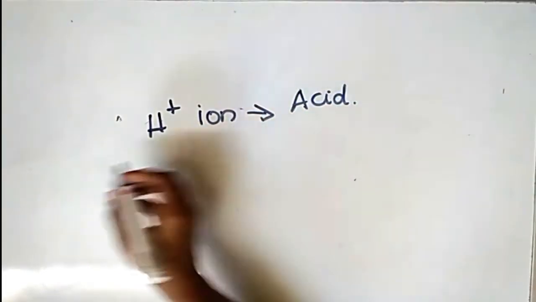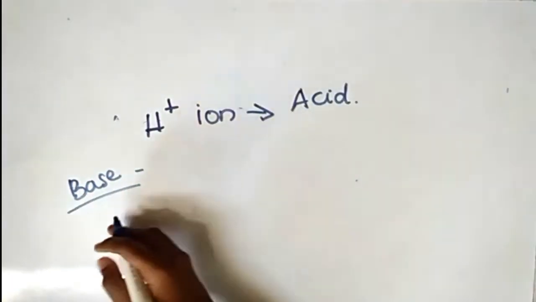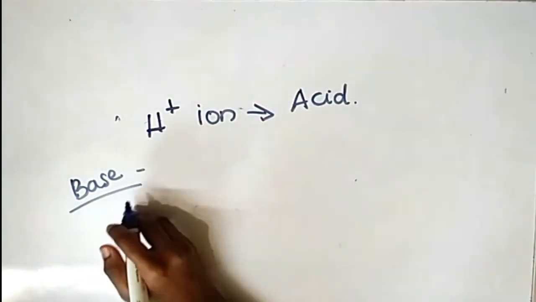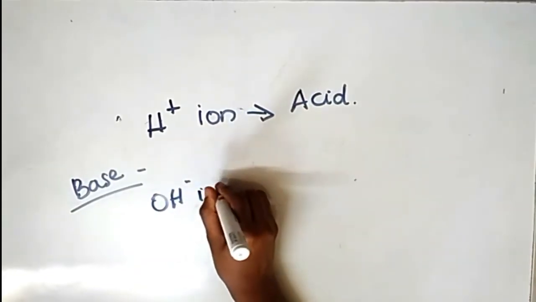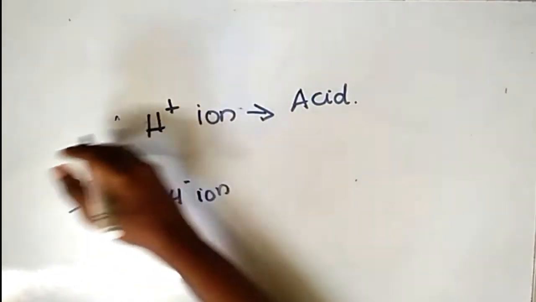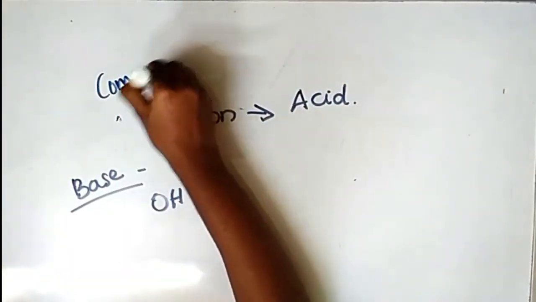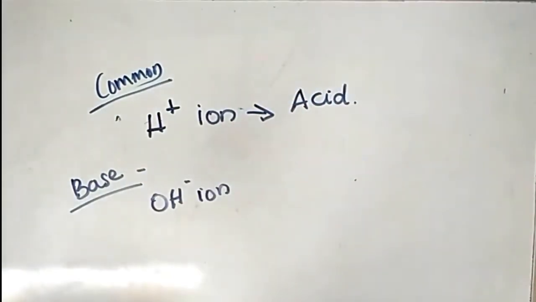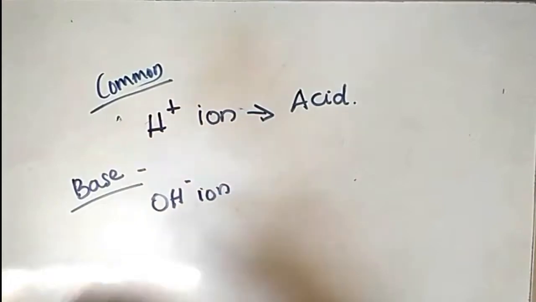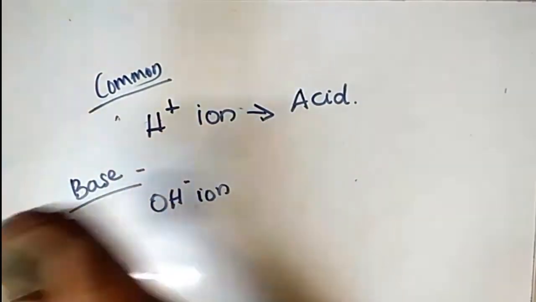So what will be common for bases? The common factor for bases is that bases are substances that release OH minus ions in aqueous solutions. So these are the common factors: acids have H plus ions in the aqueous solution and bases liberate OH minus ions in the aqueous solution.